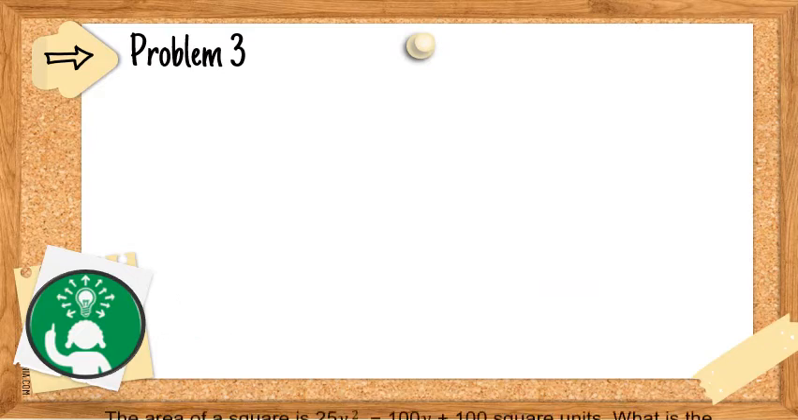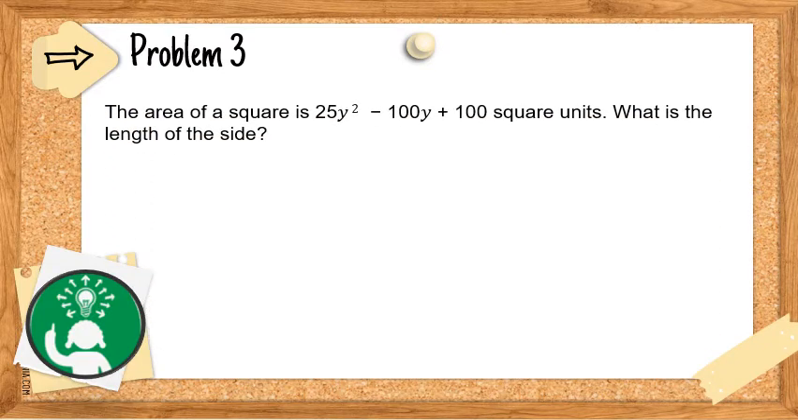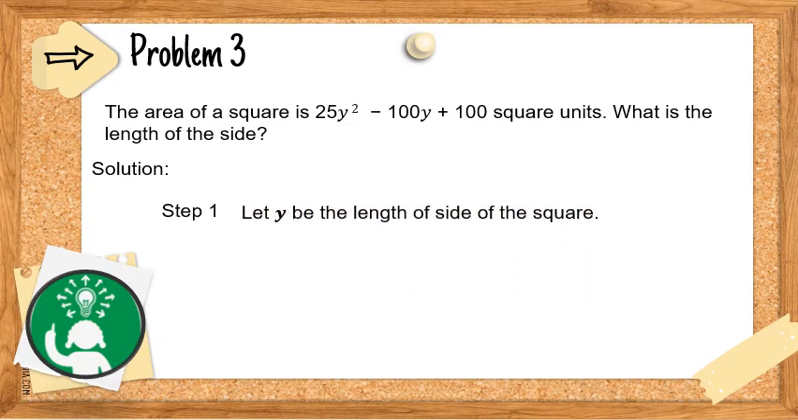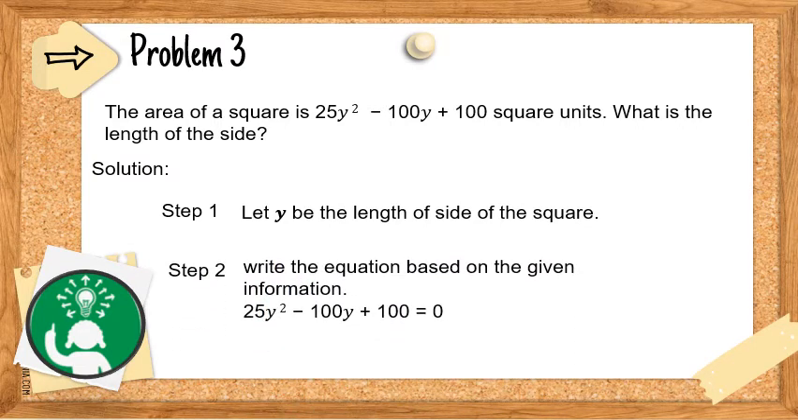Problem number 3. The area of a square is 25y squared minus 100y plus 100 square units. What is the length of the side? So these are the solutions. Step 1. Let y be the length of the side of the square. Step 2. Write the equation based on the given information, which is 25y squared minus 100y plus 100 equals 0.